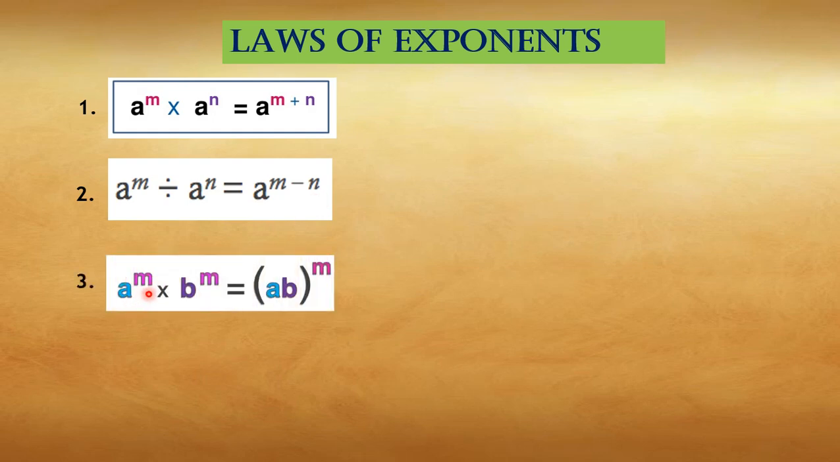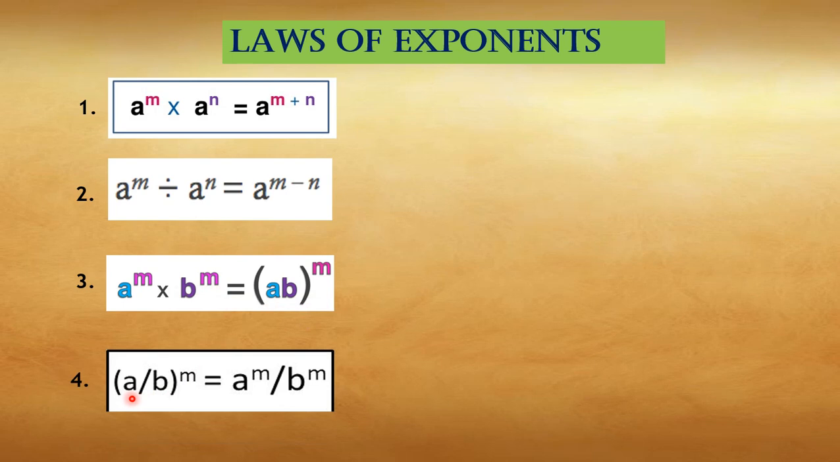In the division operation, the exponents are subtracted. When the exponents are the same and the bases are different, and we have to find the product of these exponential forms, what do we do? We find the product of the bases, and the exponent remains the same, m. So a raised to the power m into b raised to the power m is equal to ab whole raised to the power m.